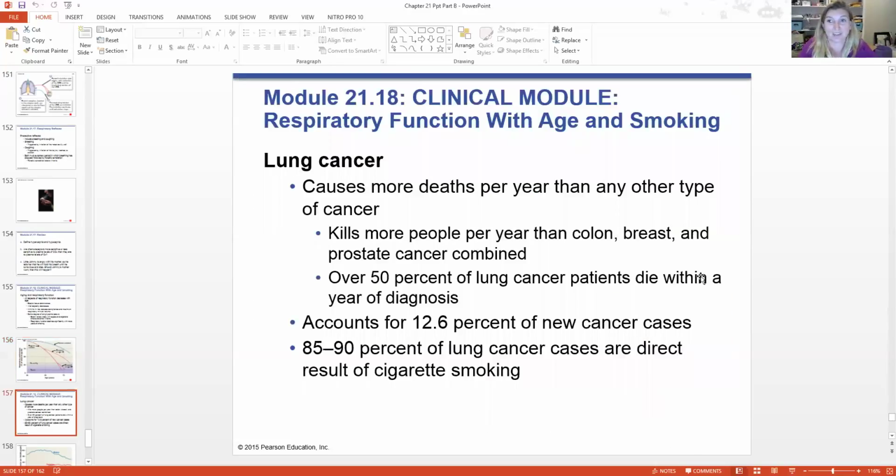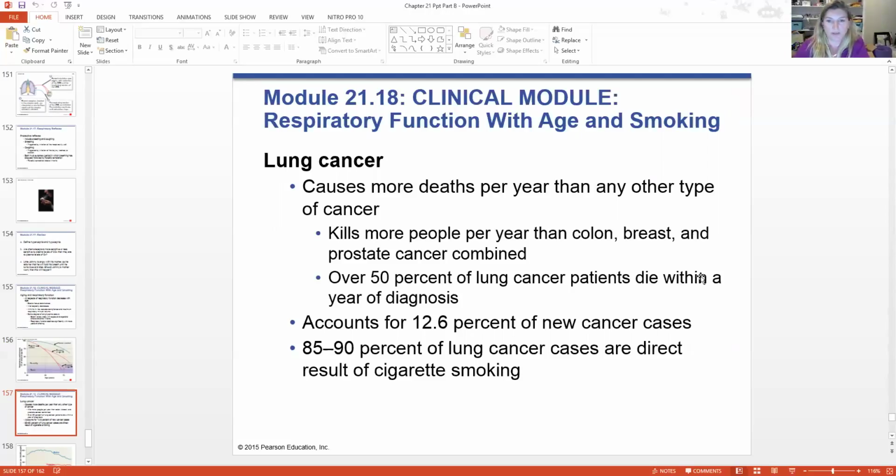Let's talk about lung cancer, unfortunately. This is causing more deaths per year than any other type of cancer. It kills more people than colon, breast cancer, and prostate cancer combined. And over 50% of lung cancer patients are going to die within a year of prognosis. This is mostly because of the difficult detection of it. You might just think you have a cold or a cough over an extended period of time, and it turned out to be cancer. So if you do have some lung irritations, get it checked out.